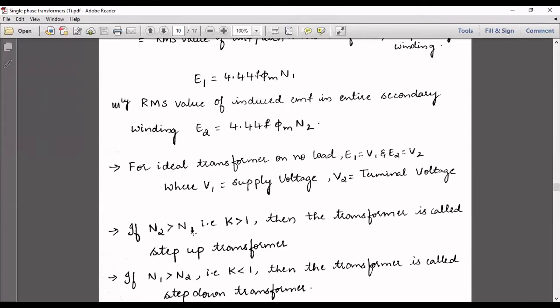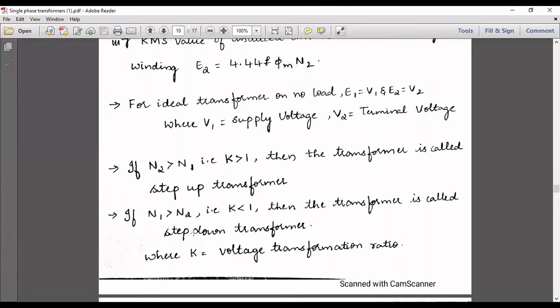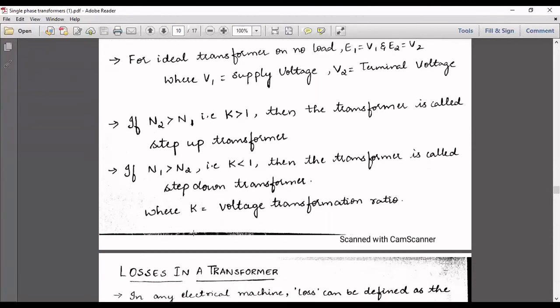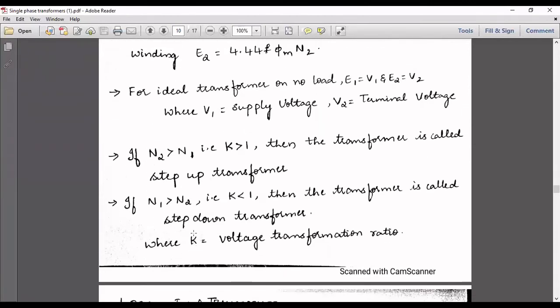So whenever it is a step up transformer, N2 will be greater than N1. If the transformation ratio K is less than 1, that is N1 is greater than N2, that is the number of turns in the primary winding is more than the number of turns in the secondary winding, then these types of transformers are called step down transformers, where K is the voltage transformation ratio.